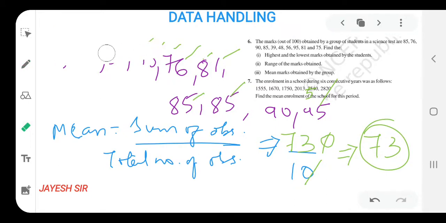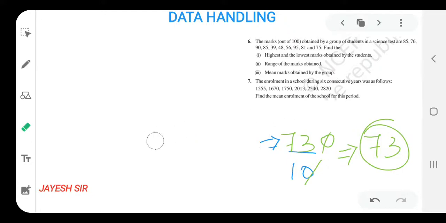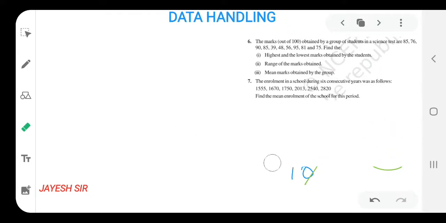And now, if you understood and cleared your concept, pause the video and try to solve the last sum on your own, as I am going to solve it here for you. The simple thing that we need to find is mean only. The enrollment in a school during 6 consecutive years was as follows. Numbers are given. Find the mean enrollment of the school for this period. We need to find mean.